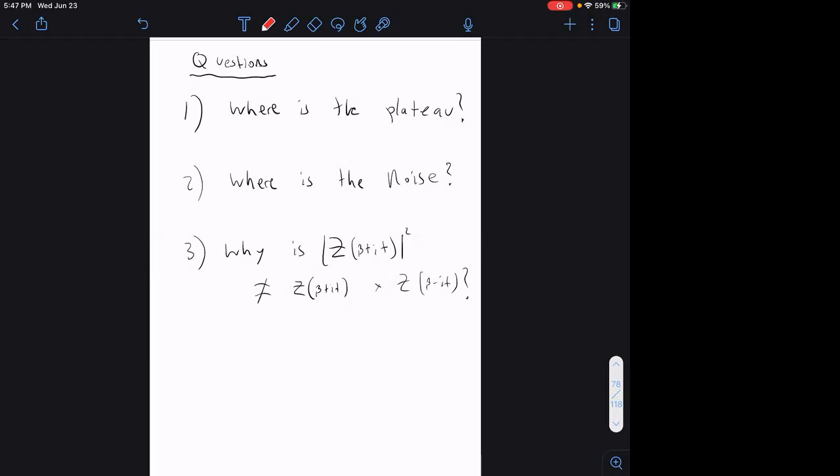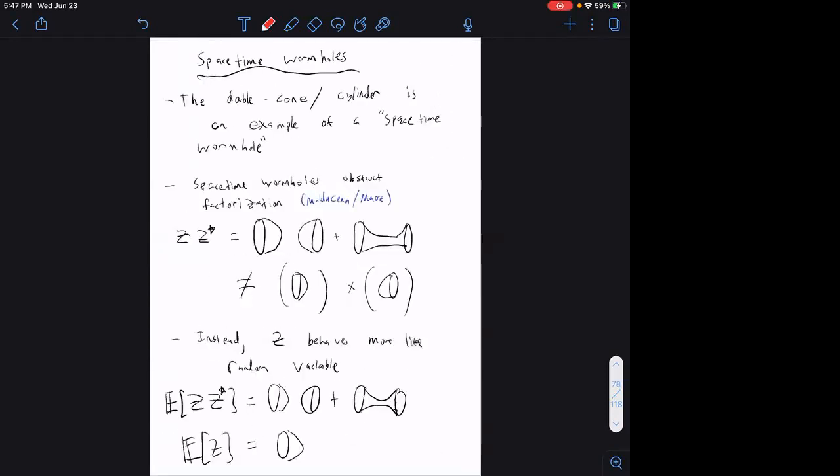And let me give a little background from the late 80s on space-time wormholes. Again, this double cone or the cylinder that gives a ramp is an example of what's called a space-time wormhole that links distant regions in space-time for different asymptotic boundaries. And as I just said, these space-time wormholes can obstruct factorization of things like partition functions. This was pointed out by Maldacena and Maoz in the 80s CFT context.